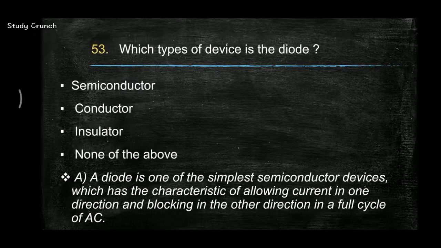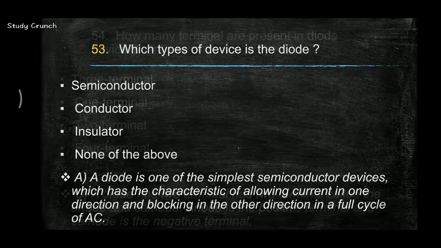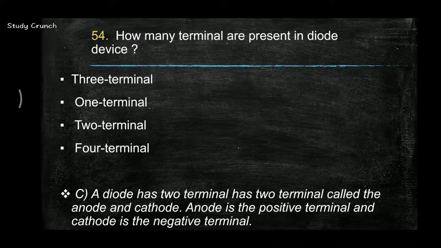Next, which type of device is a diode? So the answer is semiconductor. So diode is a semiconductor device which has a characteristic of allowing the current in one direction and blocking in the other direction. Next, how many terminals are present in a diode device? So the answer is two terminals are present.